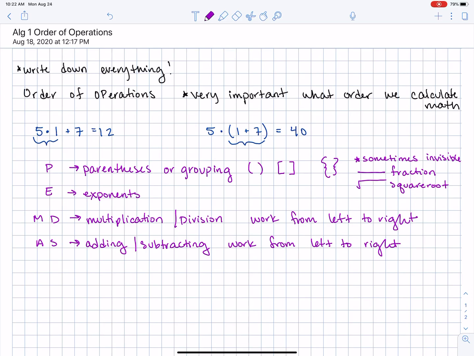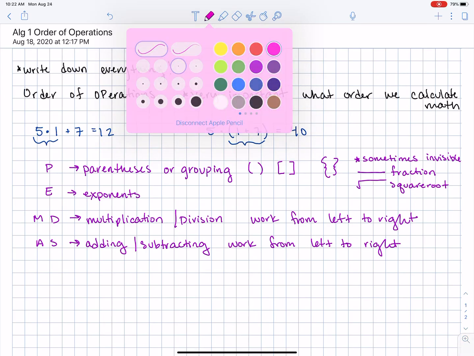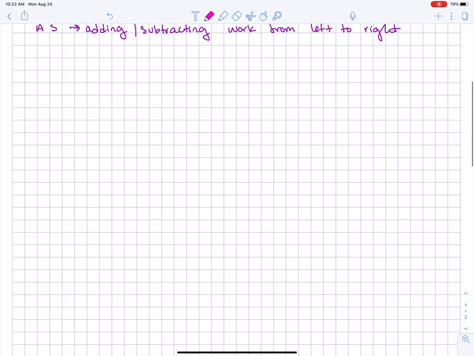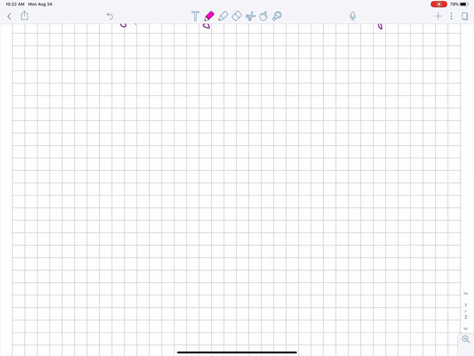So it is time to get into some examples. I'm going to scroll up here, and of course you can pause this video anytime that you need to in order to copy anything down. So example number 1, we're going to do 7 times 8 minus 5 plus 1 to the power of 2.